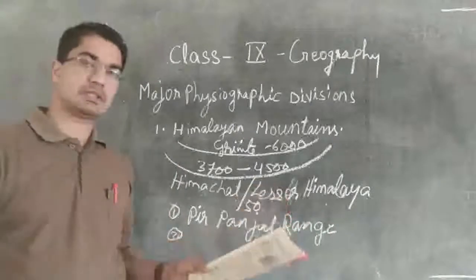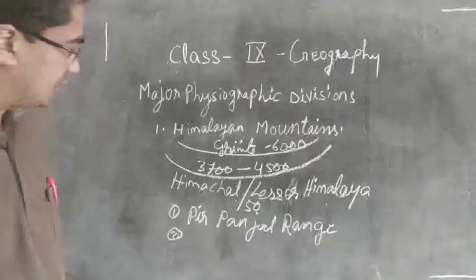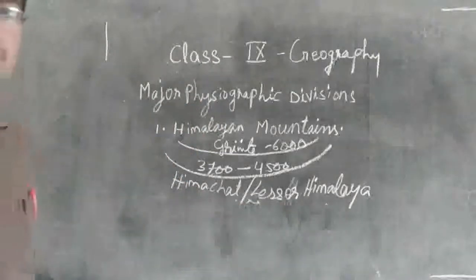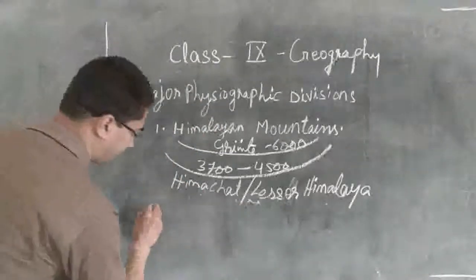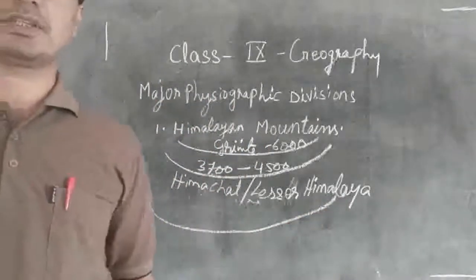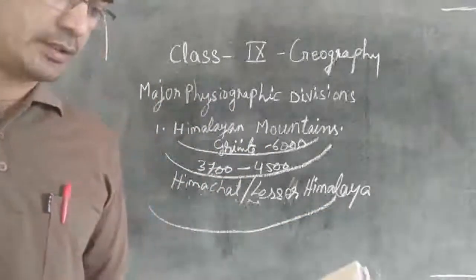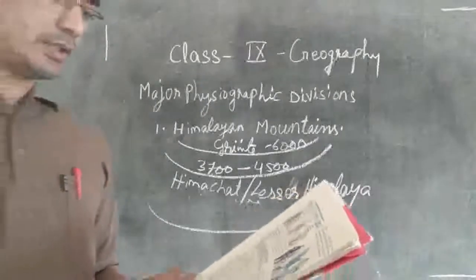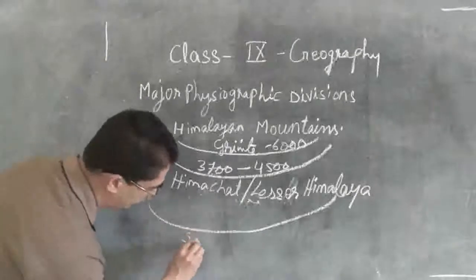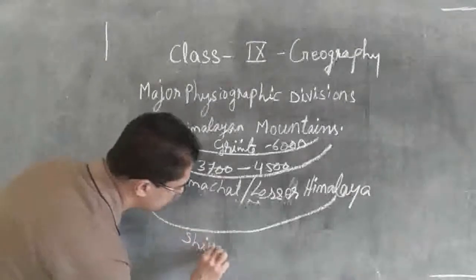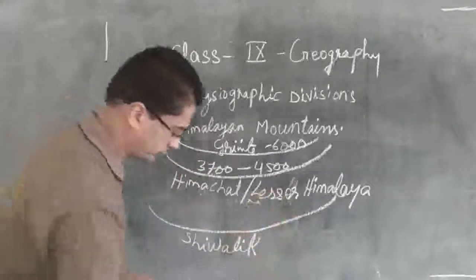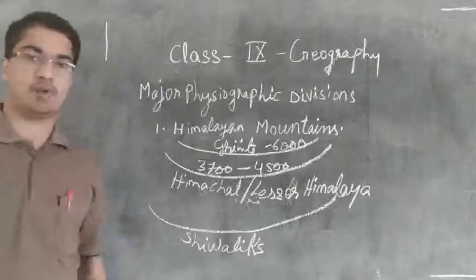Then let us come to this third range. So the second range is over. Now we come to the third range. That is the bottom level, the third range of the Himalayas, and this is known as Shivaliks. Remember the name Shivalik.